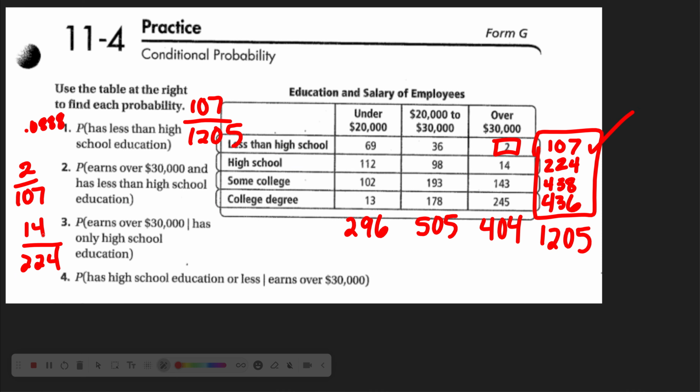And then what's the probability that someone has a high school education or less given they earn over 30,000? Well, how many people earn over 30,000? 404. How many of those 404 have a high school education or less? 2. I feel like they're trying to slam this into your head.